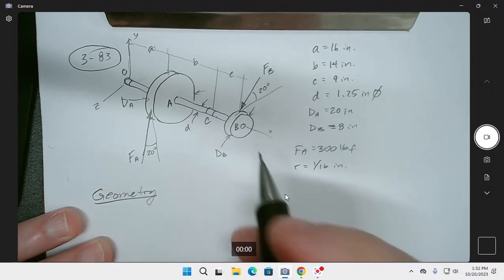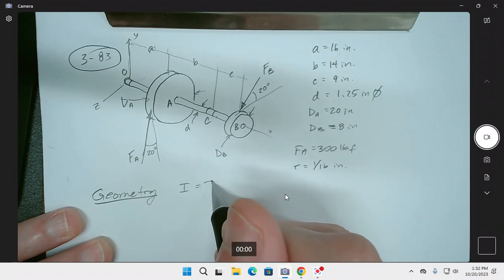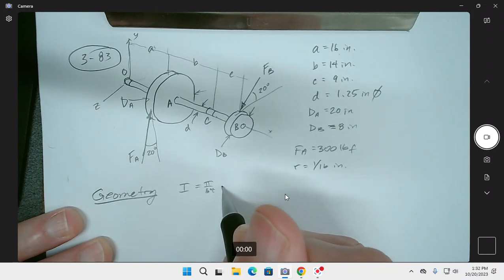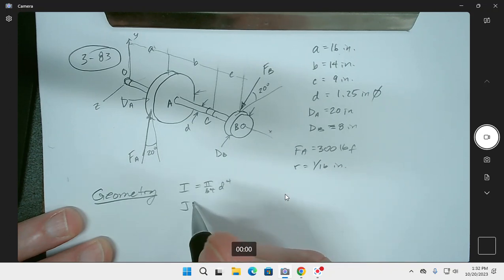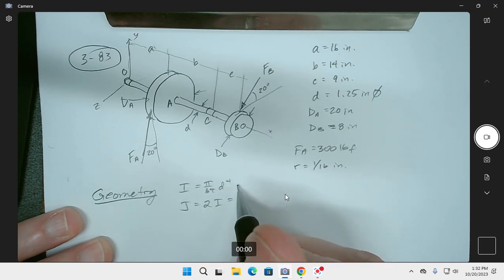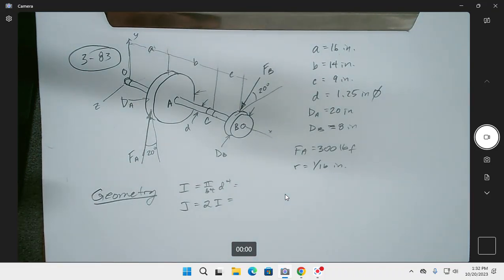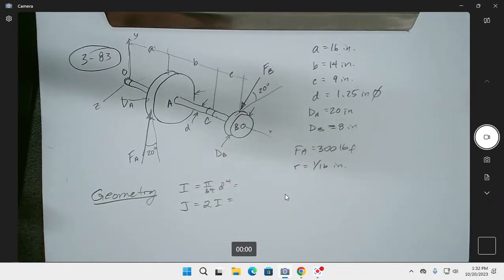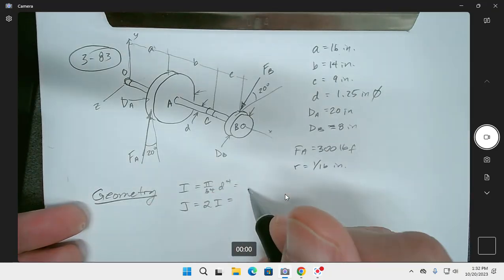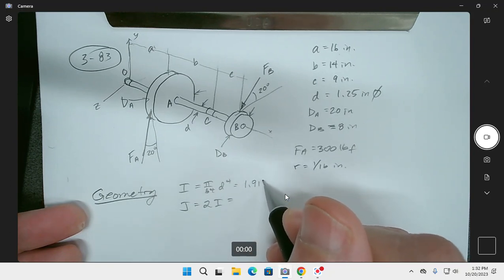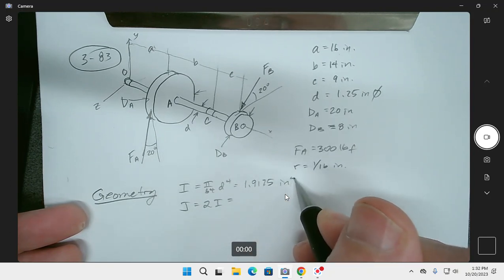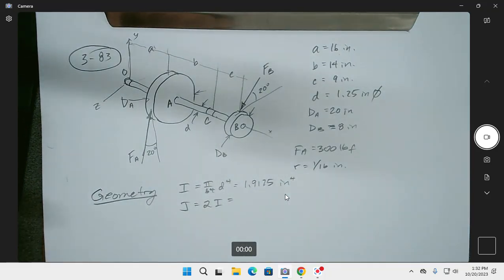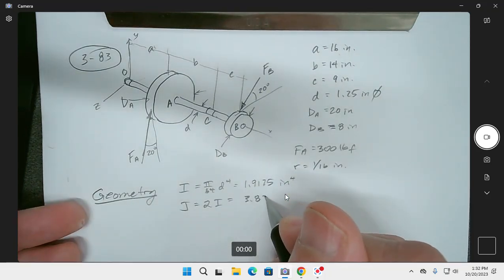We don't need the area, but we do need the moment of inertia, or we will. Just a good place to start. And we'll need the polar moment of inertia, which is just 2 times the area moment of inertia. So that's 1.25. I don't have to put 1.25 in there. 4 pi times 4 by 10. I think I got it right, but I don't know. And so 2 times that, 3.835.